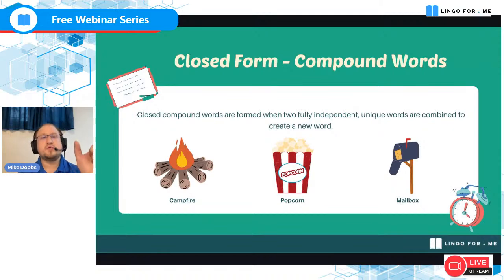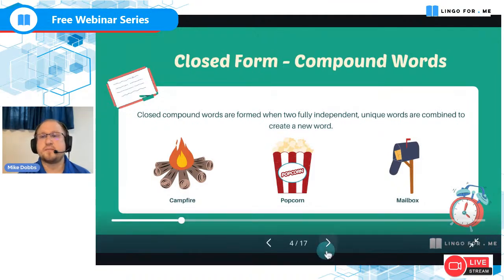And then the third word is mailbox. So we have mail, which you can get from a post office, and then a box. So it's mail, box together. And that's where the post office has a mailman or mailwoman to deliver your mail, and they put it in your mailbox every day, and you can get your letters or other things you might have sent in the mail.